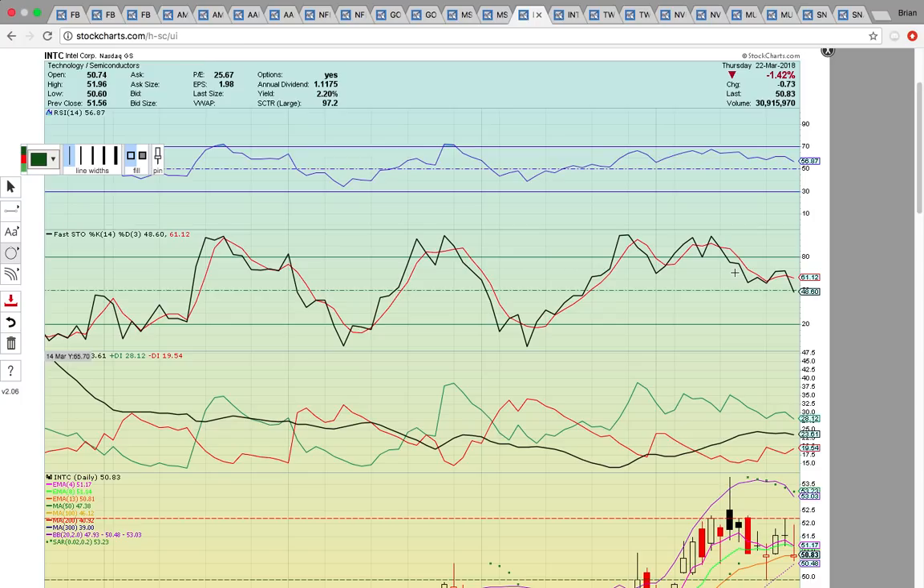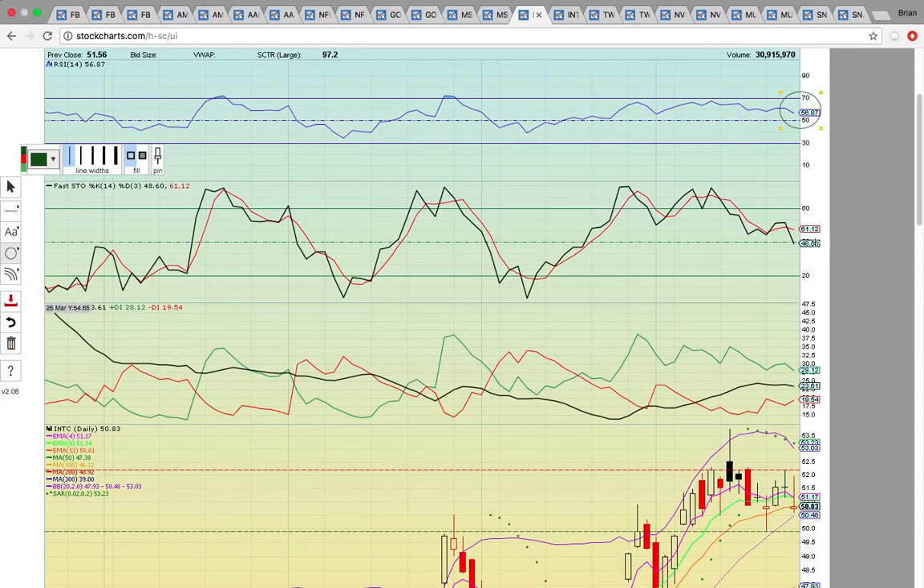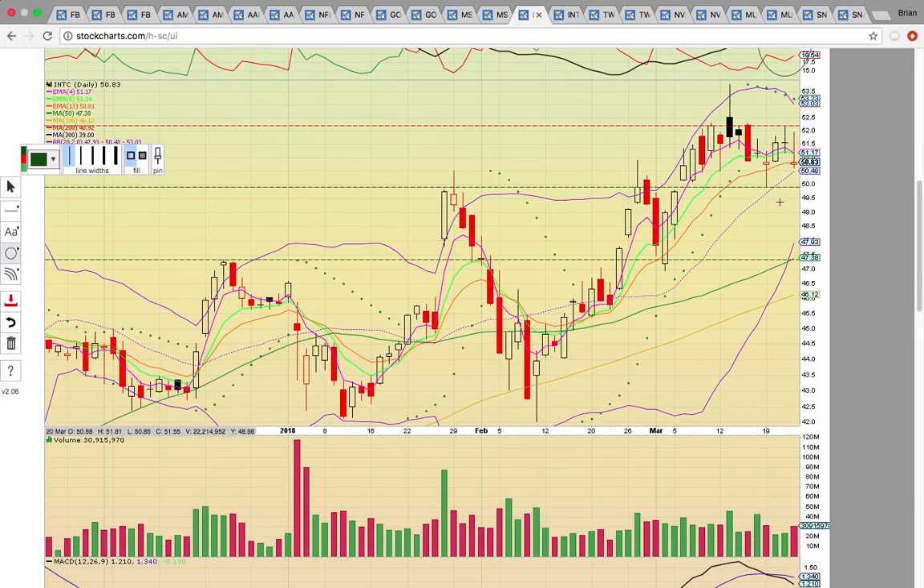Okay, let's look at Intel. So Intel has been holding up much better. You have RSI at 56. Stochastics is trying to hold 48. Notice how ADX is still strong even though it's ticking down. You still have the green line above the black and the red. And you also still have candles above the middle Bollinger Band. So as long as that middle Bollinger Band at 50 is holding, this uptrend's intact.